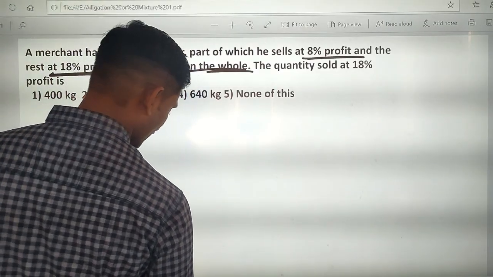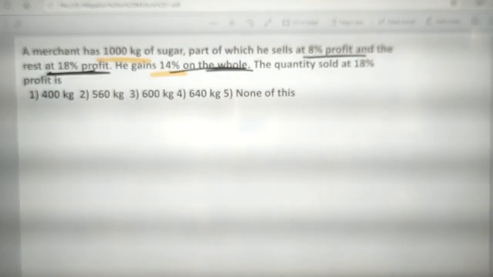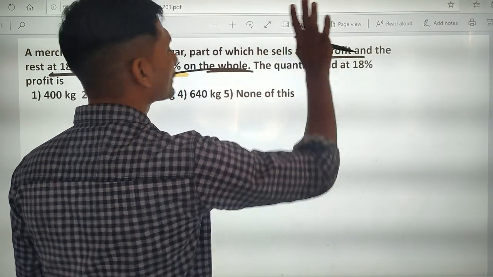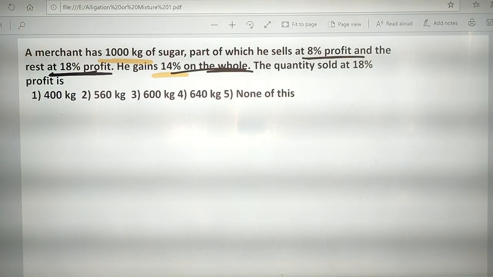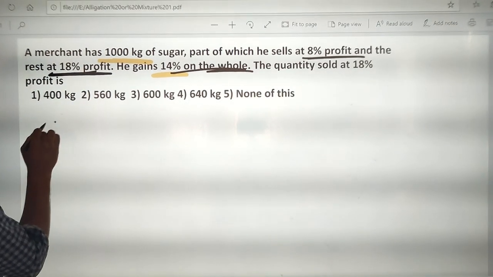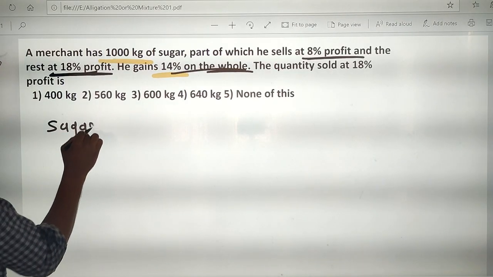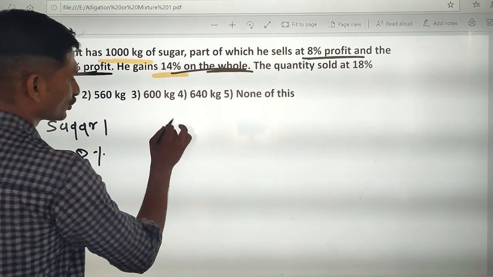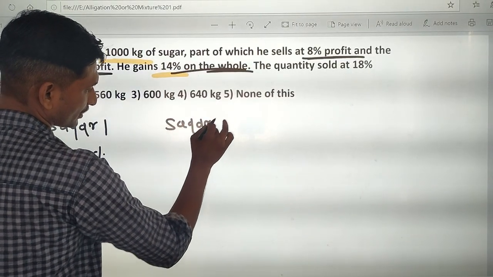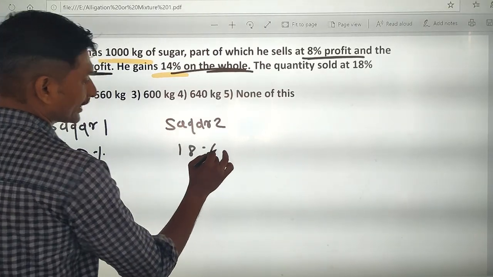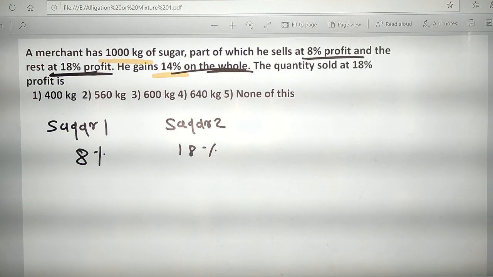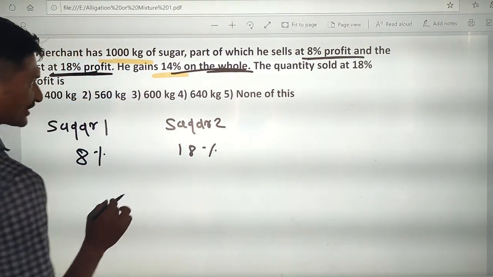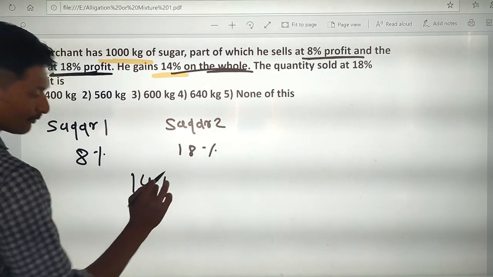Now here there are two types of sugar. One type is sold at 8% profit and the second type is sold at 18% profit. Sugar 1 is sold at 8% profit and sugar 2 at 18% profit. If these two sugars are mixed, the overall gain is 40%.